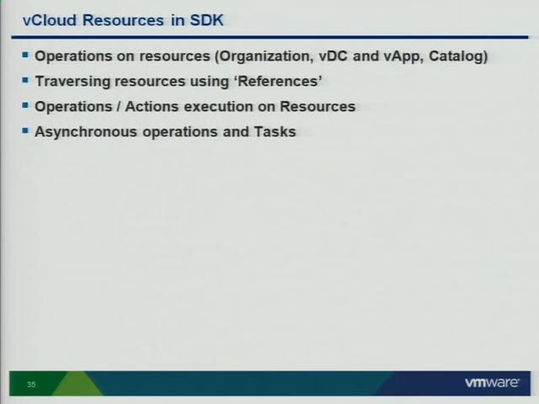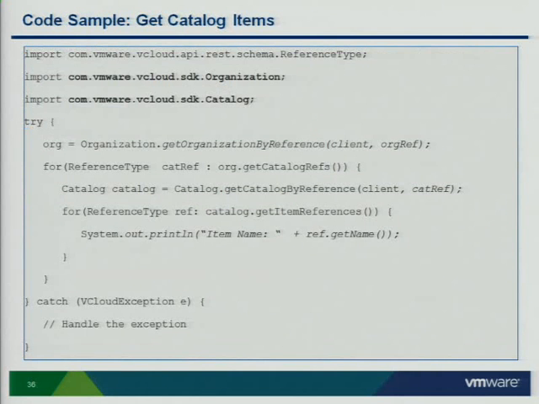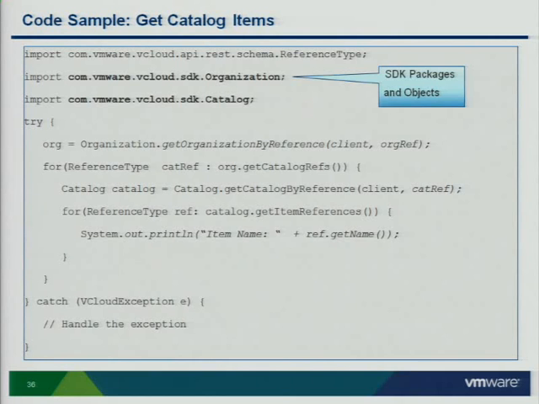So let's see what the user APIs, or the vCloud SDK, can actually help you do with the resources. A simple example, again: we are dealing with the SDK objects, the organization object, which is a helper object created for you, and catalog, which is a helper object created for you. And just above that, you can see that the reference type, which is coming from the vCloud API as a JAXP binding, is also available.